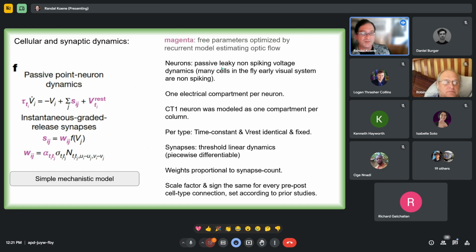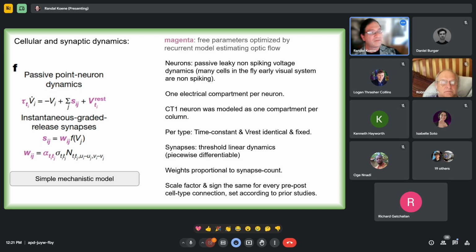All right, let's switch to cellular and synaptic dynamics in the model. And I know that some of us are used to thinking about really complicated Hodgkin-Huxley models and multi-compartmental models of neurons. This is not quite that. The neurons are non-spiking, which is typical of many of the cells in the fly early visual system, and also very useful for their implementation in a piecewise differentiable model. Almost all of the neurons were implemented with a single active compartment, except for CT1, which required one compartment per column. And as mentioned, that one was actually implemented as two neurons.